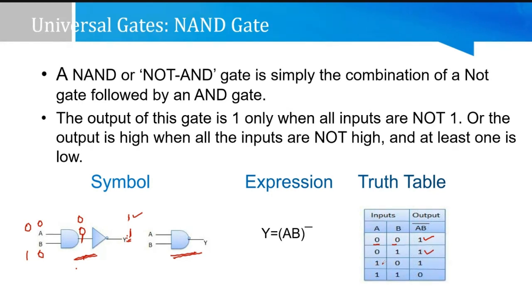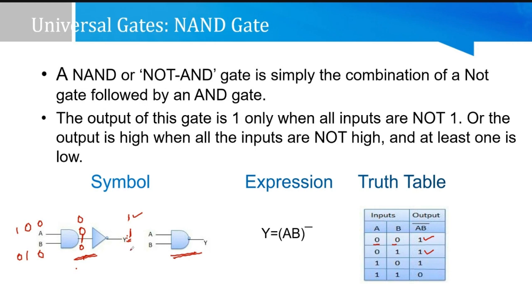Next possible condition is A is 1, B is 0. So 1 into 0, the output of the AND gate will be 0. The 0 input goes to the inverter. So what will be the output?